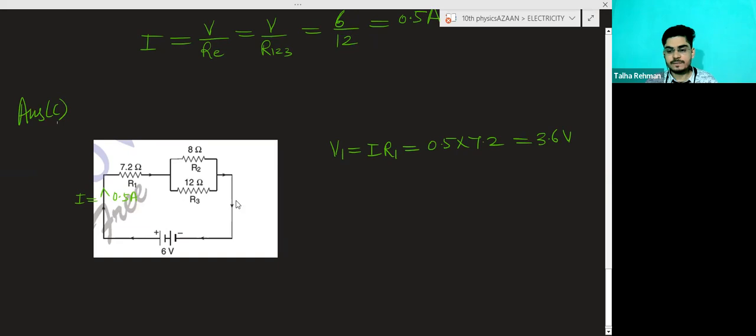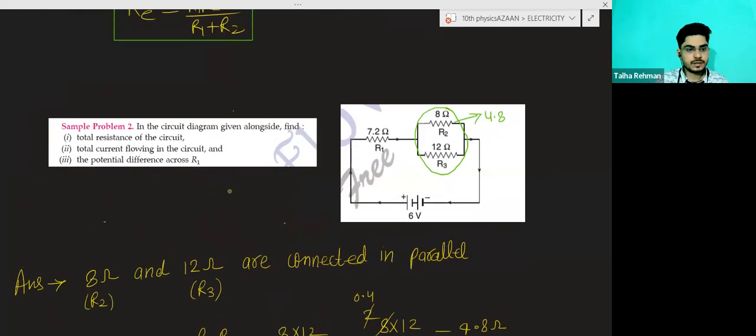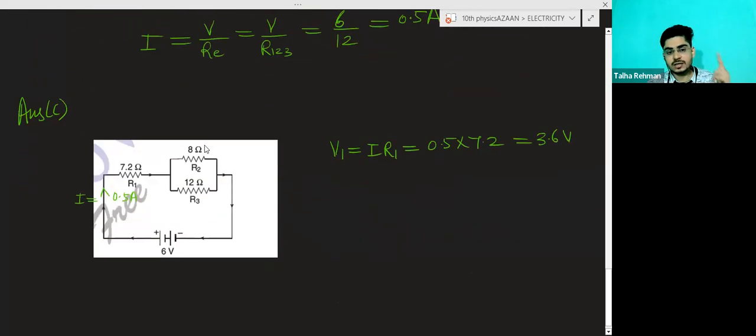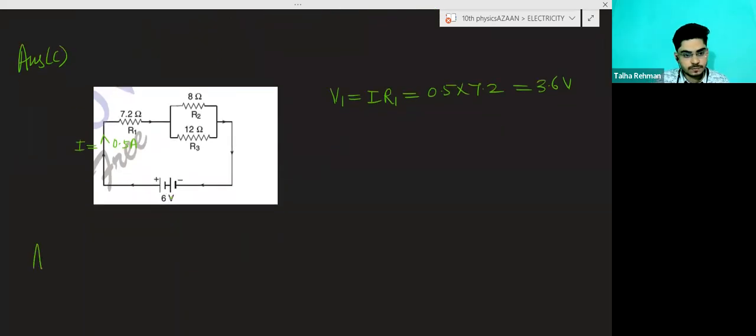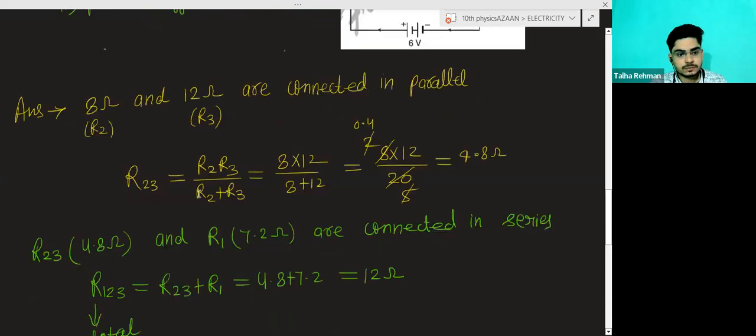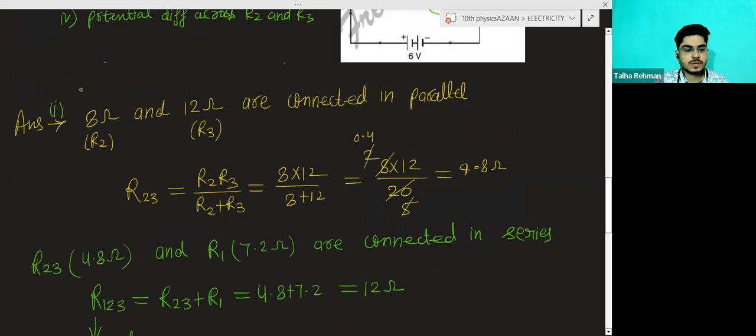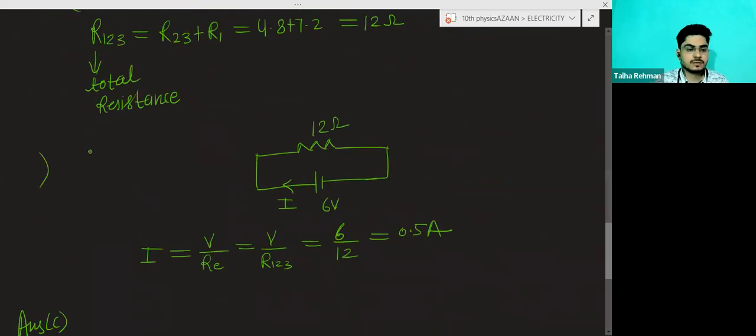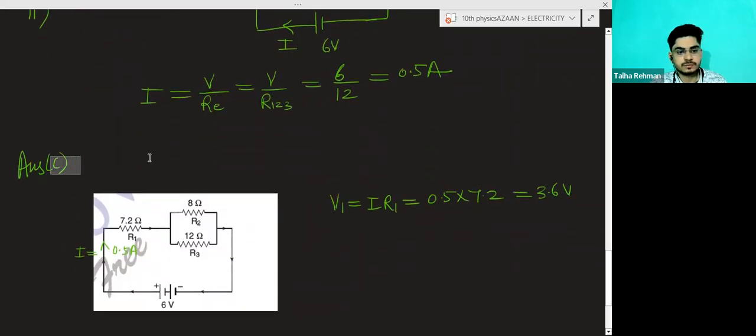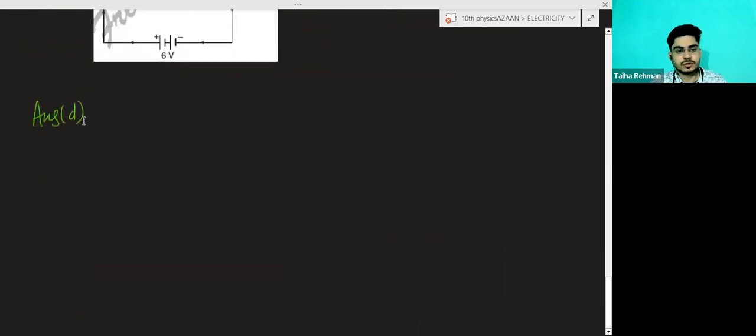If they were asking, suppose a fourth part, I have added the fourth part: the potential difference across R2 and R3. Then what will you do? If they are asking the potential difference across R2 and R3, in this case, what will you do? You know that the total voltage is 6 volt. This is the first way.